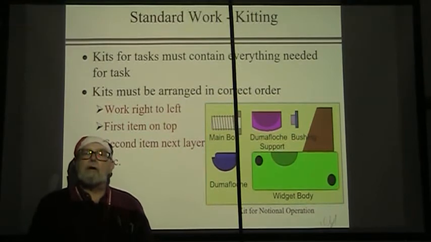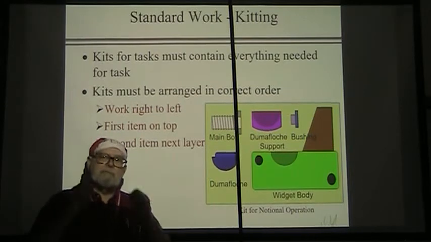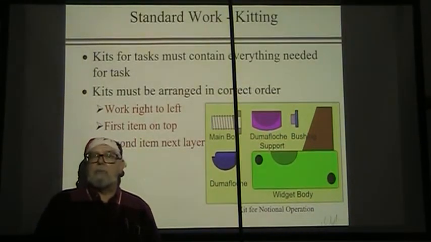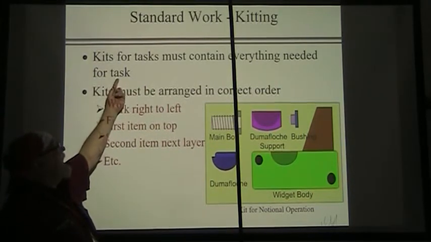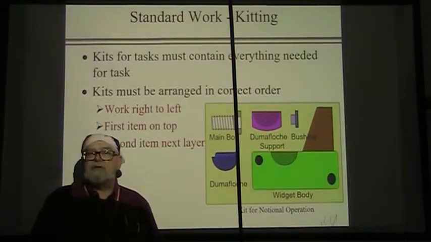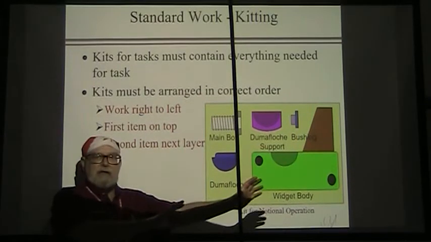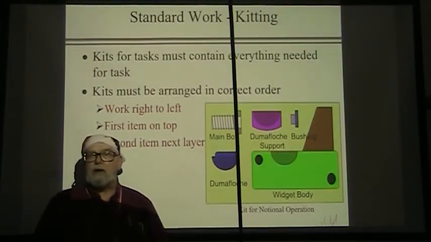Part of standard work is doing kitting. In other words, making a kit that has exactly what's needed and no more to put together a product. So we need everything that's needed for the task except possibly the tools and supplies, although I noticed that Boeing at their 737 assembly, they actually push out kits for different processes where the tools and supplies are in there with the parts.